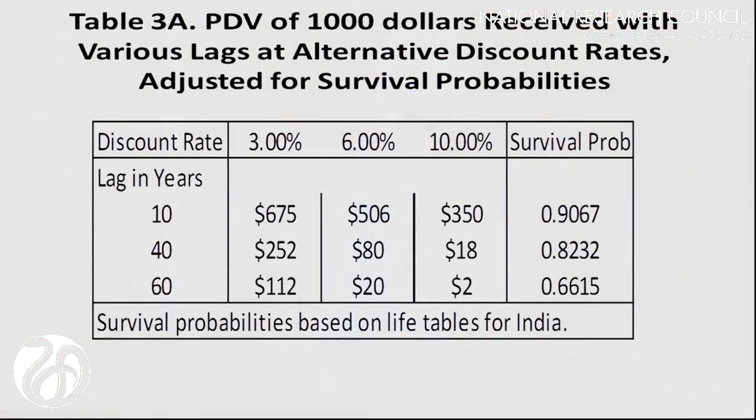Survival rates make some difference. This is using life tables for India. It reduces the benefits to about 0.8 of what they would have been for benefits which occur late in life and should be incorporated, but the discounting is likely to be the more critical factor.